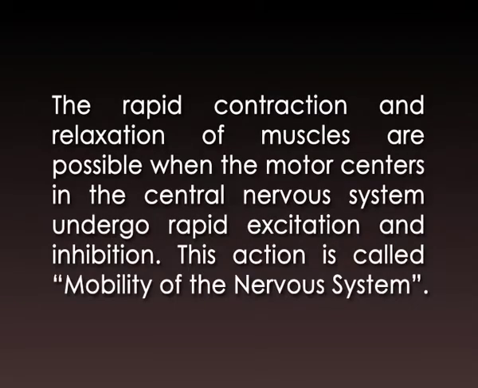During all speed performances, the muscles have to contract and relax at maximum possible speed, for example, in sprints. The rapid contraction and relaxation of muscles is possible when the motor centers in the central nervous system undergo rapid excitation and inhibition. This action is called mobility of the nervous system.